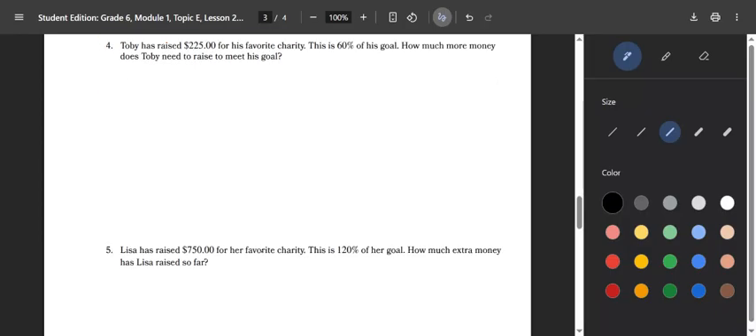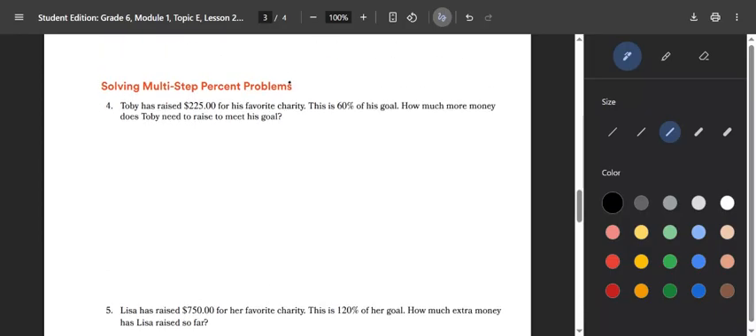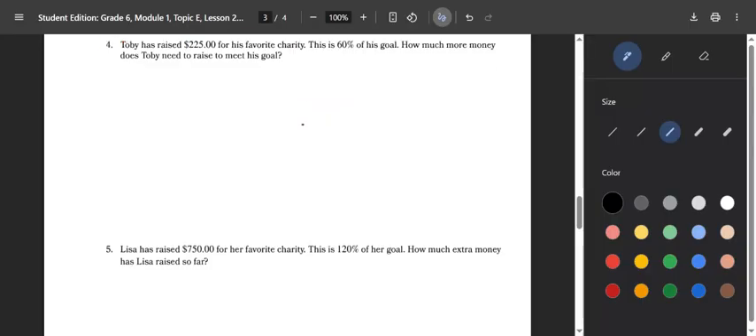Let's do another one. Now this one says solving multi-step percent problems. So we're probably going to have to calculate the whole and then take another step to answer the question. So let's see. Let's get started on this. Toby has raised $225 for his favorite charity. This is 60% of his goal. How much more money does Toby need to raise to meet his goal? So it looks like we're going to have to first figure out his goal. And then after we figure out his goal, subtract to figure out the amount left.